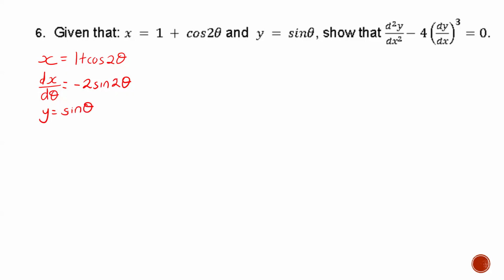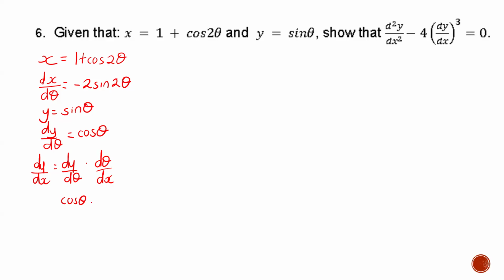Okay, next, y is equal to sine theta. And if you differentiate this, dy/d theta will give us cos theta. Are we all at par with this? Now, to find dy/dx, we're going to get dy/d theta times d theta/dx. Dy/d theta we already have, and that's cos theta.